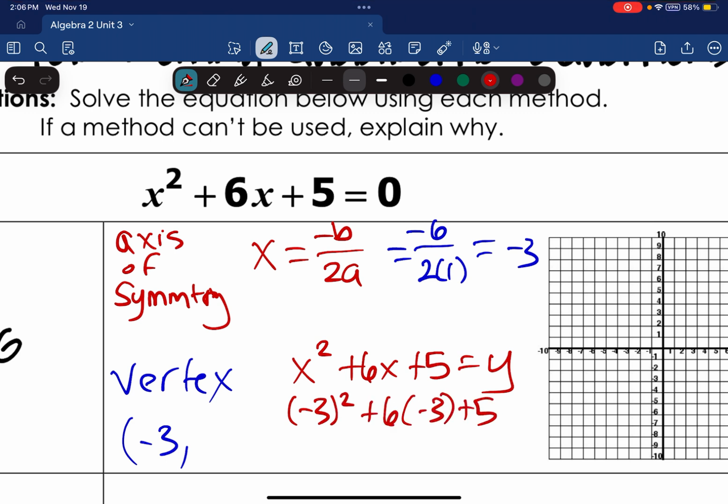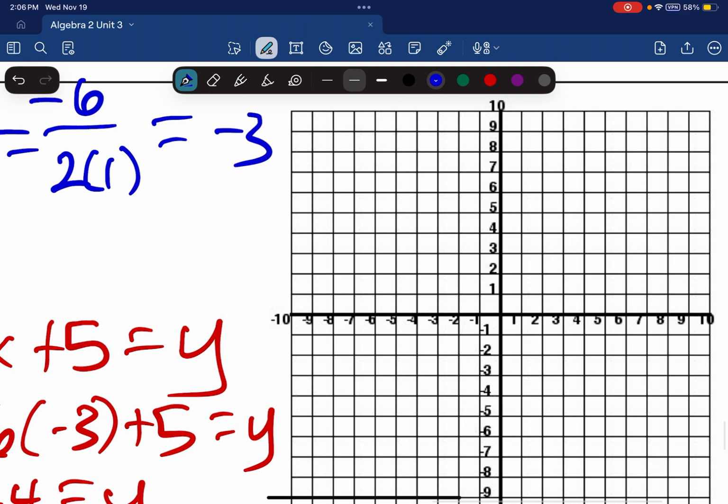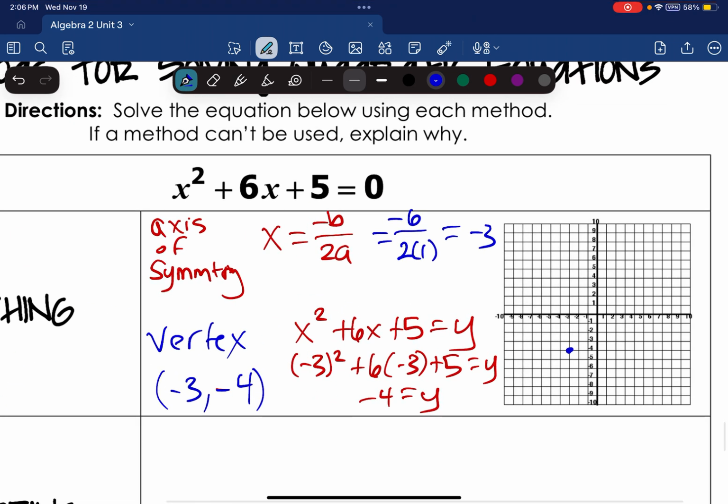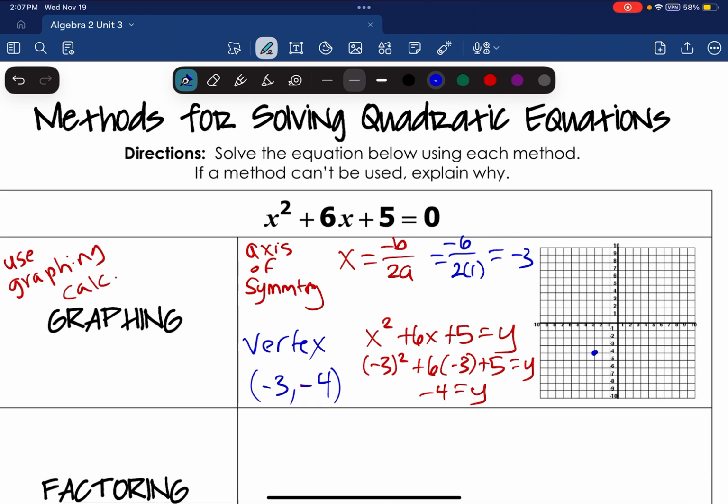Now notice this is a long drawn out process. I can calculate all this, and I'm going to get negative 4. Y is equal to negative 4. So our vertex is at negative 3, negative 4. Make a point, zoom out. So I remind you that you can check by putting it into the graphing calculator, doing the axis of symmetry to get the x and then substituting in x to get the y.